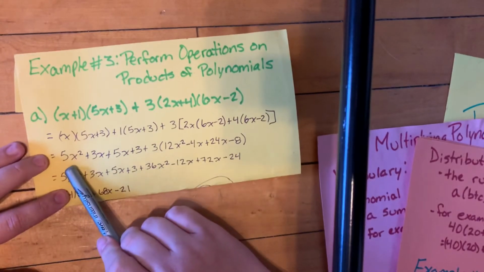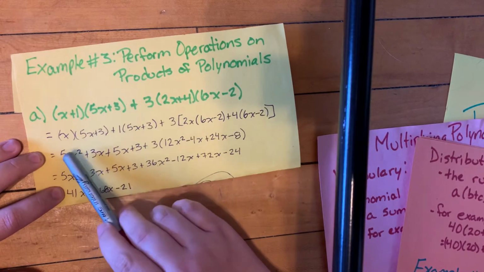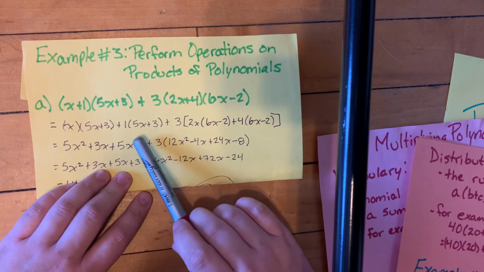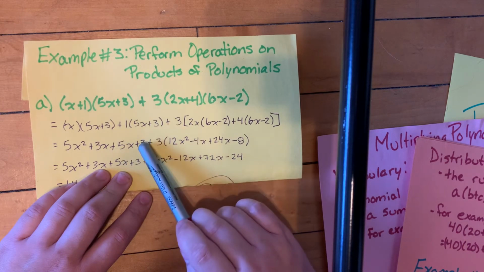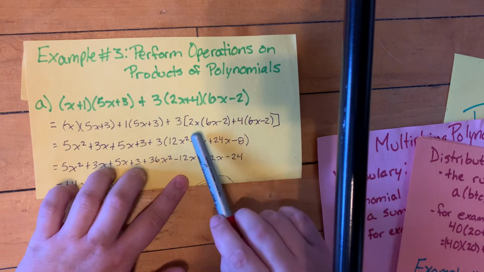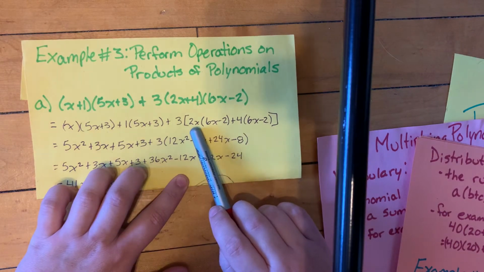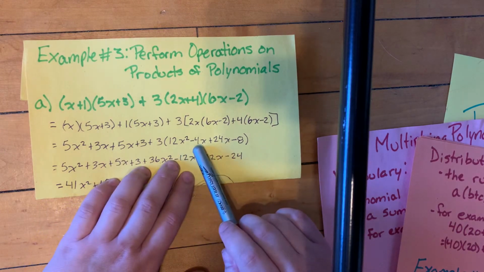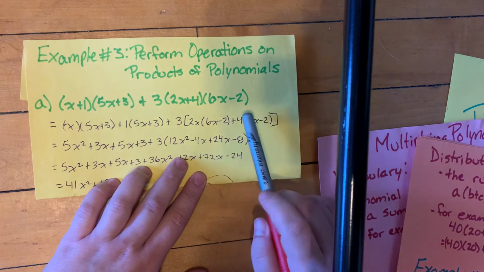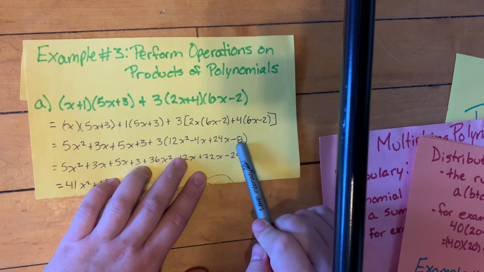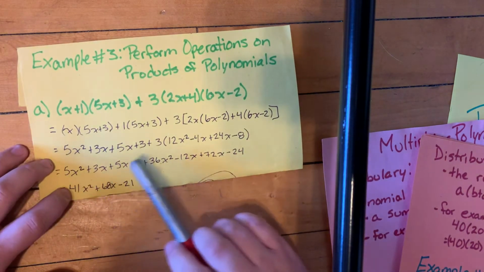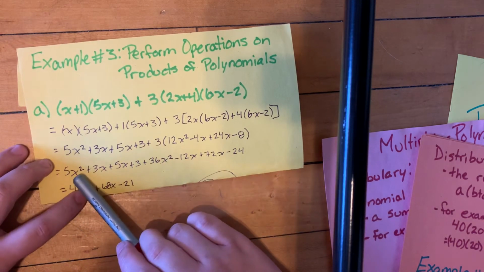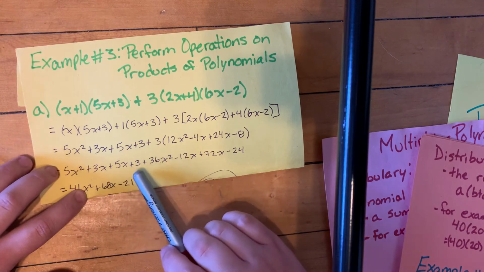So over here we have 5x squared plus 3x, once we multiply these together, distributive property. And then we have 5x and plus 3. Now over here we have 2x, we're going to start inside the brackets, so we have 2x times 6x, so it's 12x squared, and then we get negative 4x plus 24x, take away 8, and then our next step is we're going to multiply this side by 3, so we have to use the distributive property again. So we're going to keep our 5x squared plus 3x plus 5x plus 3.